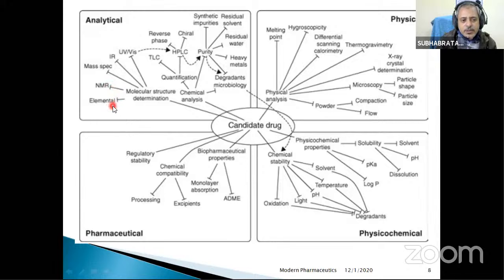So in the innovator setting, when the supply of the drug is minimal, these studies become quite difficult. Different types of studies such as elemental analysis, NMR spectroscopy, normal UV-visible spectroscopy, IR spectroscopy, mass spectroscopy, and the hyphenated techniques associated with mass are required to understand the molecular structure of the compound. Now, depending on the compound, there may be more analytical studies that need to be done.